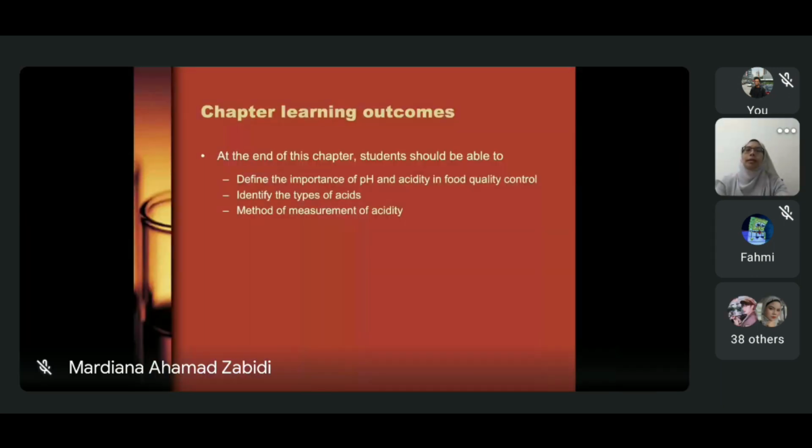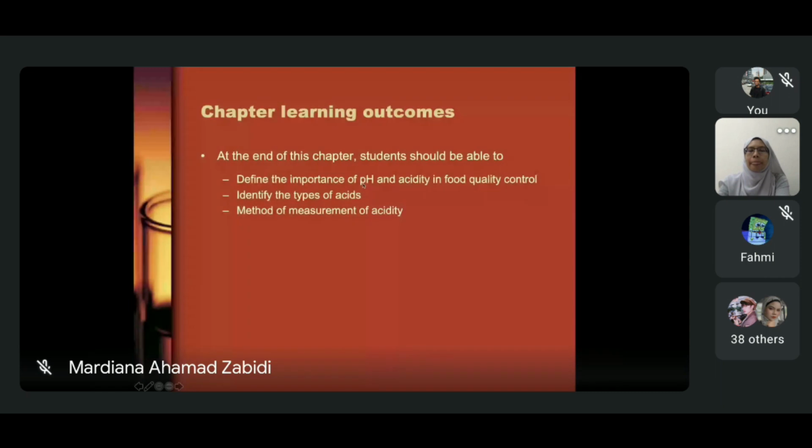Alright, so now let's move on to chapter 5 for pH and acidity. Okay, for chapter learning outcome, for this particular chapter 5, the students should be able to define the importance of pH and acidity for food quality control. Okay, and then identify different types of acid. We have only 2 types of acid, and then method of measurement for acidity.